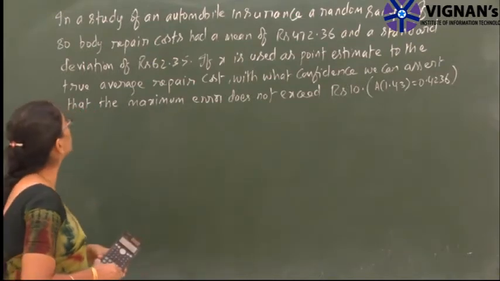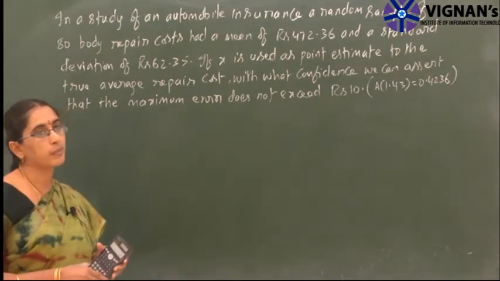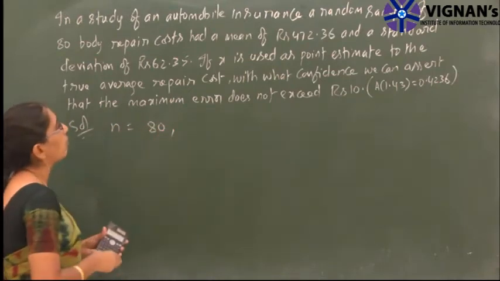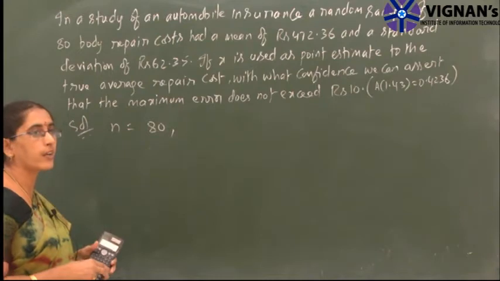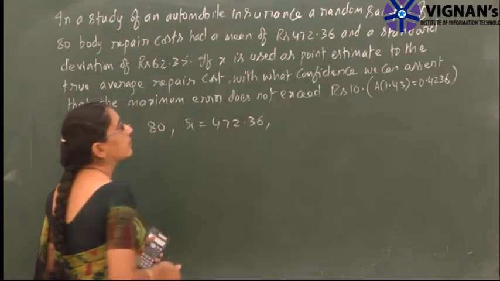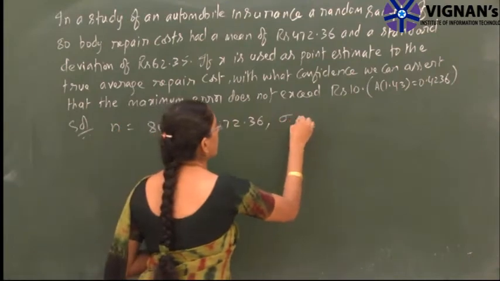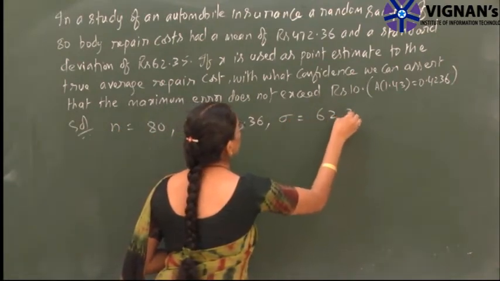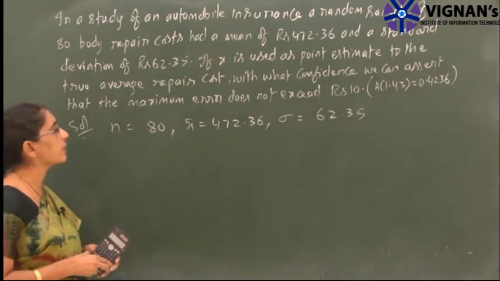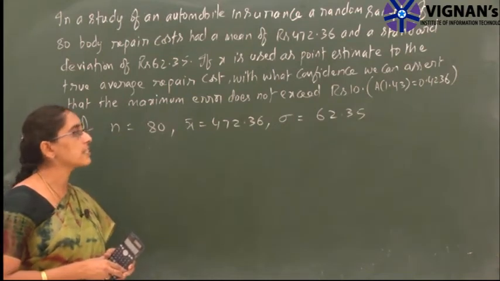Now if you move on to the problem here: in the study of an automobile incident, a random sample of 80 body repair costs. So 80 is nothing but the sample size. Repair cost had a mean of rupees 472.36. That means the sample mean is 472.36 and a standard deviation of rupees 62.35. So sigma value is here 62.35. If x bar is used as a point estimate to the true average repair cost, with what confidence can we assert that the maximum error does not exceed rupees 10?